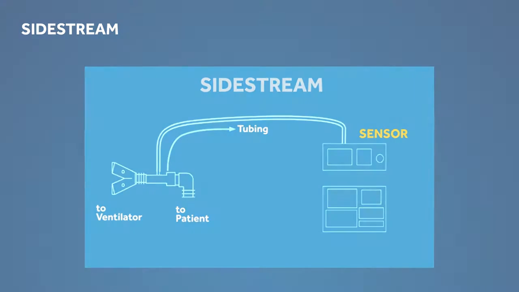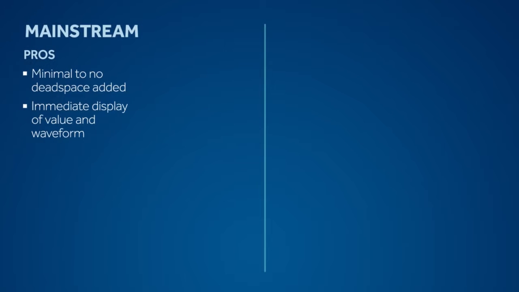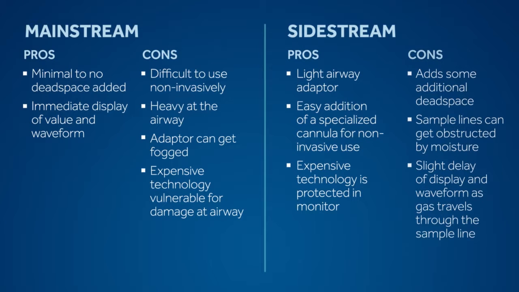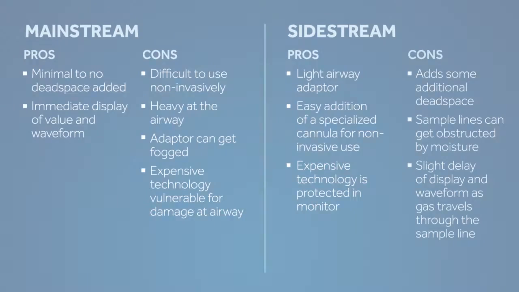Traditional CO2 sensors and sampling lines, both mainstream and sidestream, have certain limitations that can contribute to inaccurate readings and cause their use to be restricted within certain patient populations. Microstream CO2 sidestream sensors and breath sampling lines address some of the limitations of conventional systems.